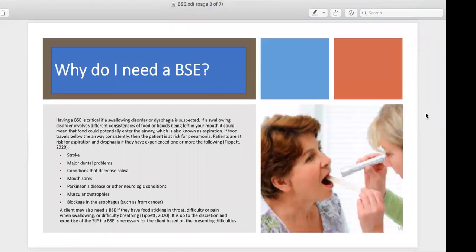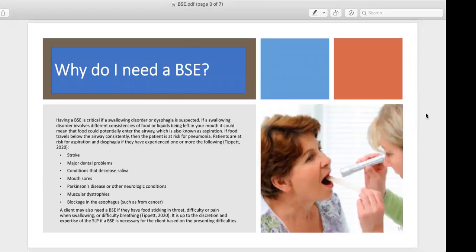So now the question is, who needs a bedside swallow evaluation? It is critical if a patient is suspected to have a swallowing disorder or dysphagia. If a person goes to swallow and there's food or liquid left in the mouth or collected on any structures, it could potentially enter the airway, which would then cause aspiration. If food or liquid continuously travels below the airway, it can lead to other health issues such as pneumonia.